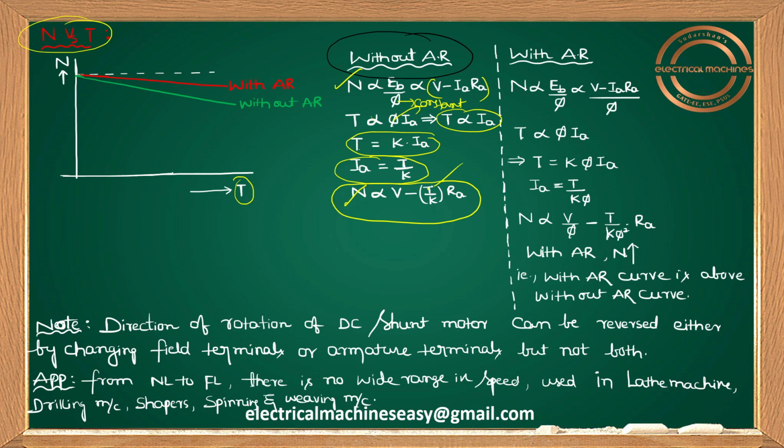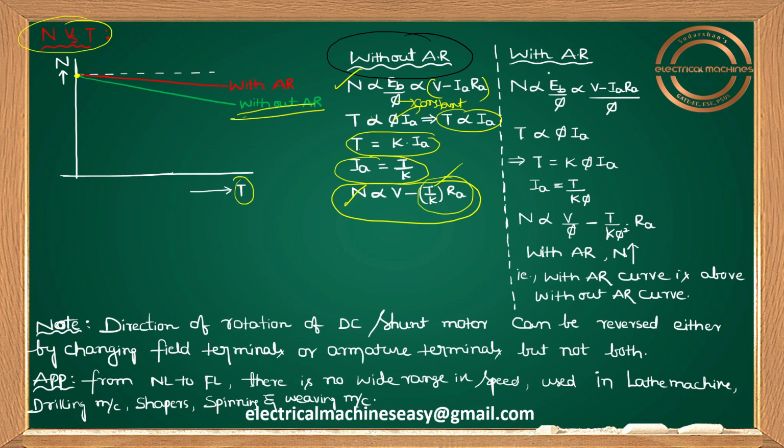Whenever torque is 0, the term T by K into RA becomes 0. But N is proportional to V only, so some limited speed is there. That's the reason I'm showing a finite speed here, not infinite. Though torque is 0, N is proportional to V, so N is finite. As torque increases, this minus term increases and N reduces. This is the without armature reaction curve. It is reducing; it has drooping characteristics.